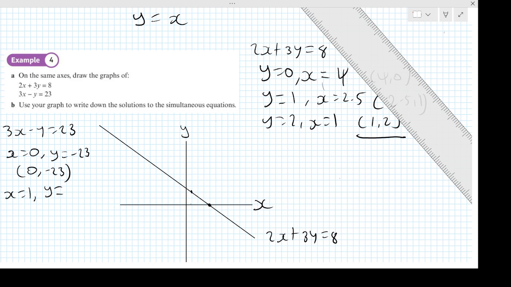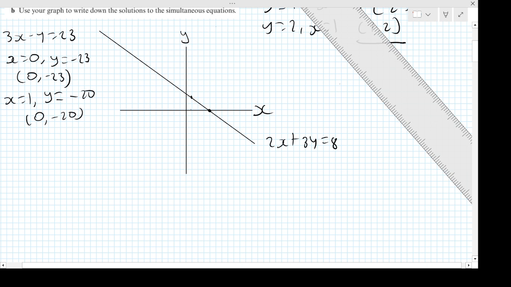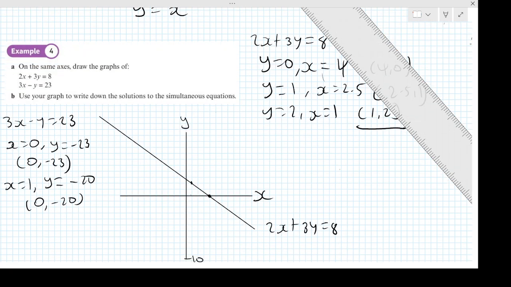Then y would be, the 3x would be 3. So move that to the other side. Minus y would be 20. So that means y would be minus 20. So that's the point (1, -20). The problem is, with this particular graph, I've not drawn it to go that far down. So y goes down to 1, 2, 3, 4, 5, 6. It goes down to about 10 here, not 20 or 23. So what I can do instead is find points close to 20, or points that give me 23.